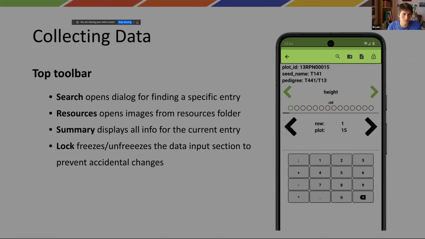The toolbar will look more or less the same with the default tools enabled, searching for specific entries via their attributes. The resource icon opens images from the resource folder. One small change is if you long press the resource folder, it will automatically open the last thing you opened to save a click if you're doing that frequently. Summary displays all info for the current entry, and lock freezes and unfreezes entry of new information.